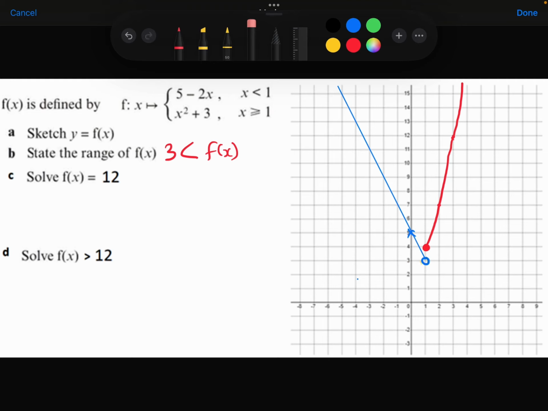Part C. Solve f of x is equal to 12. So where is my graph equal to 12? Here's 12 on my y-axis. I can see it's going to equal 12 here and here. So let's find the x value for the straight line first. When does my straight line, the 5 minus 2x, equal 12? So subtract the 5 from both sides and divide both sides by negative 2. And x is minus 3.5, which makes sense from my sketch.